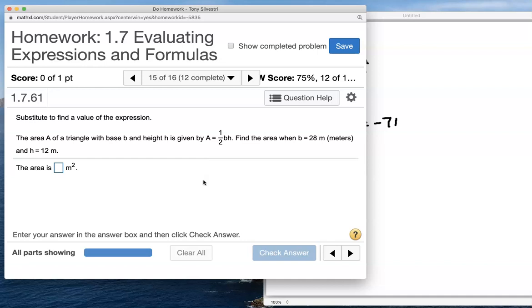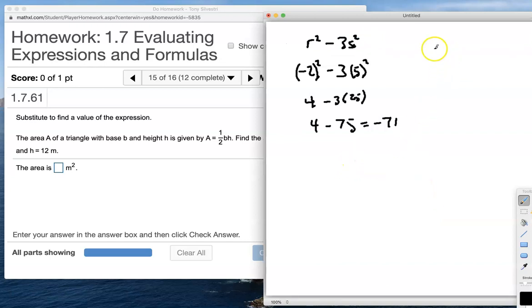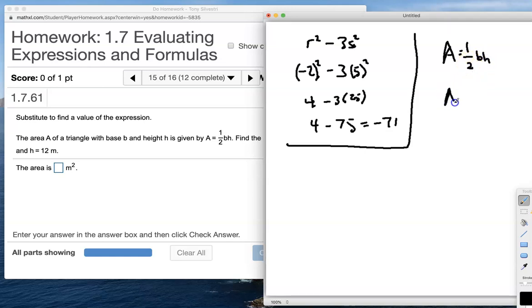Area of a triangle with a base b and height h is given by that formula, 1/2 base times height. Find the area when the base is 28. Okay, no problem. So basically we have this. Let's section this off. Area equals 1/2 base times height. Another way to write that, if you're multiplying by 1/2, it's the same thing as dividing by 2. See, just multiply the tops, 1 times b times h, divided by the bottoms, 2 times 1. There it is. I think this looks better.